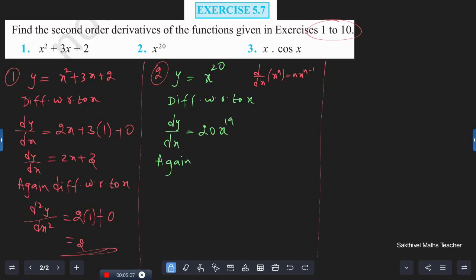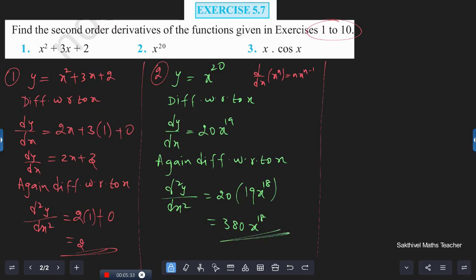Again when you differentiate, what am I getting? Again when you differentiate with respect to x, d square y divided by dx square is equal to 20 multiplied by the constant, let it be x power 19. When you differentiate, 19 into x power 18 you will be getting. So 19 twos are 38, so 380 x power 18 is our required double derivative answer.